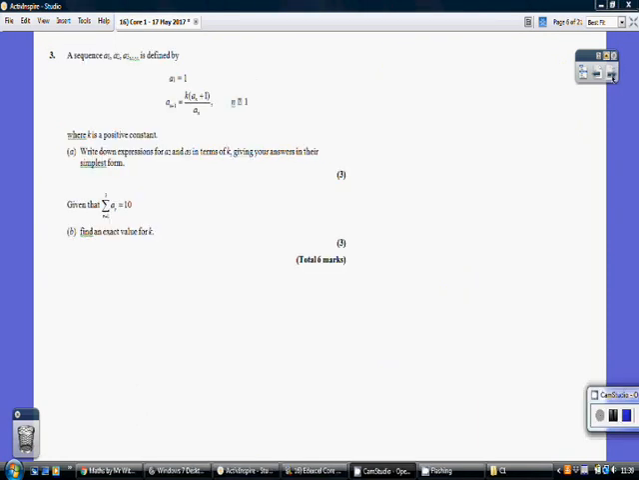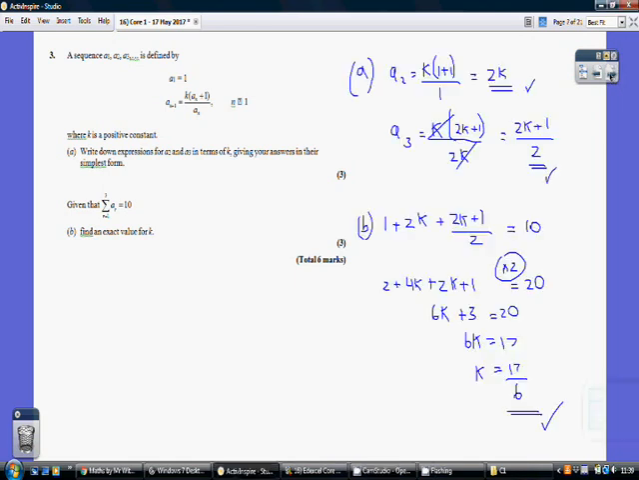Question 3. So we've been asked to write down expressions for A2 and A3 in terms of K, giving your answer in their simplest form. So quite simply, the next term is K multiplied by the previous term, add 1, and then all of that divided by the previous term. So A to the n is the previous term, A to the n plus 1 is the current term.